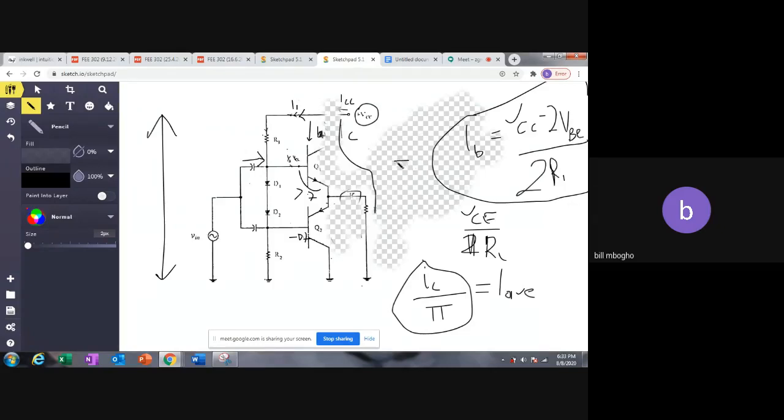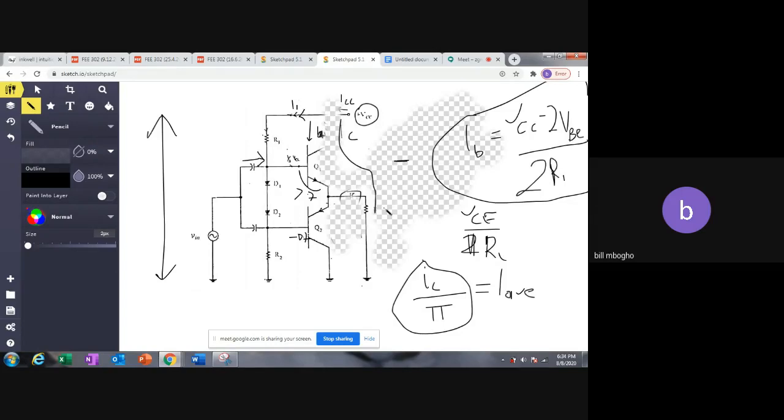So how do you get the saturation current? It is VCE divided by RL. But VCE, remember, is equal to VCC over 2. So the second step is do VCC over 2RL to get the saturating current. And then once you have the saturating current, you divide it by pi to get the average current. That's the saturating and average current, the next step in this.